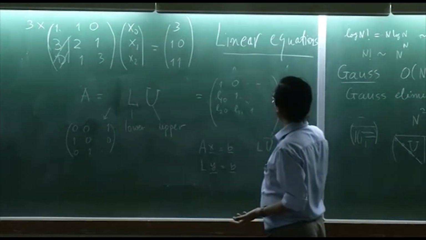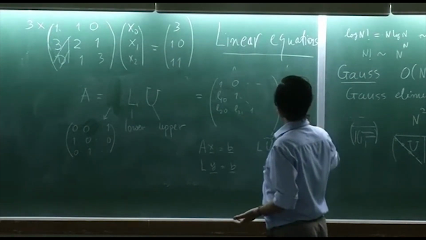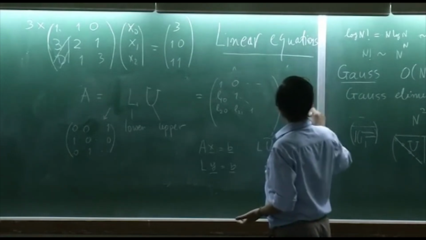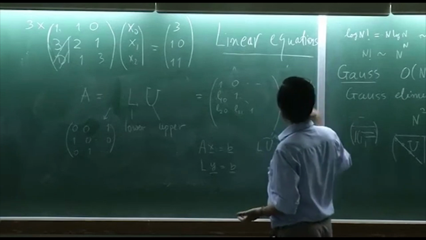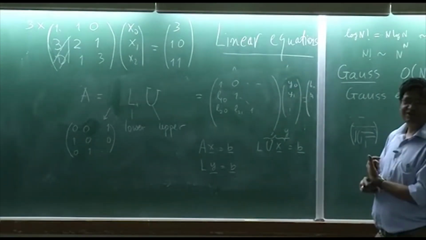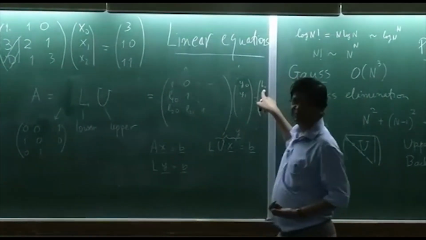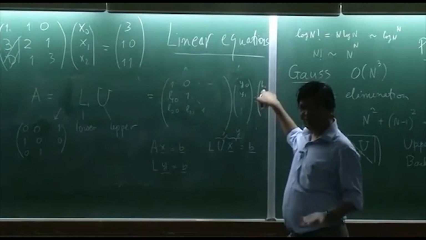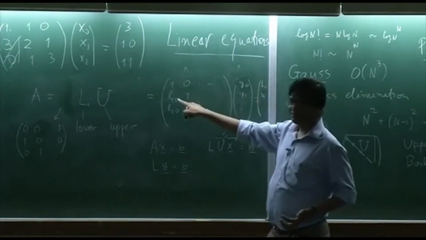You have to compute which one? Top one. Y0, Y1, B0, B1. So where will I start? I shouldn't start from the bottom. Where should I start? Top. What is the top one? Y0 equal to B0. Okay. So I compute Y0 straight away in one shot. Then I compute Y1.